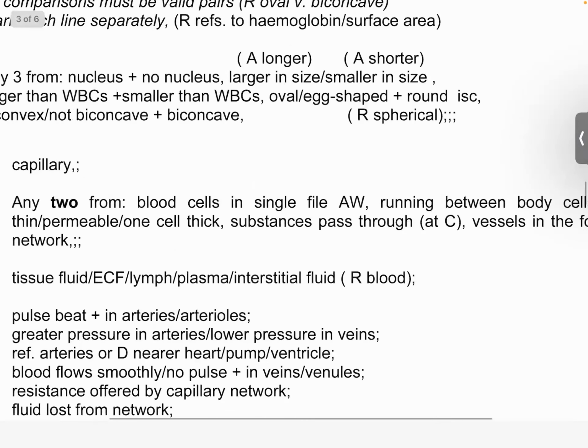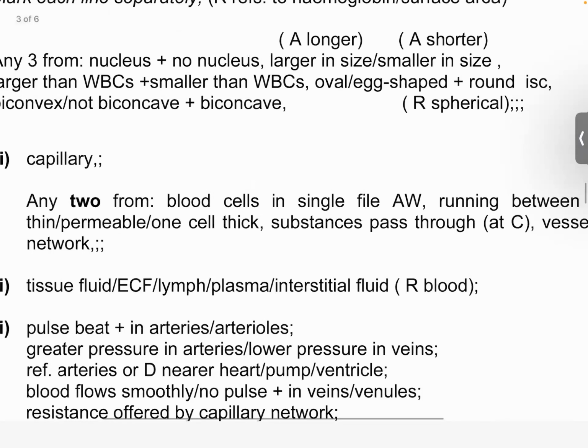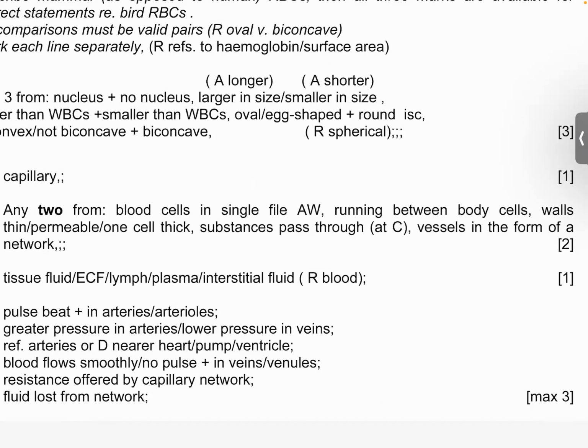Blood moving in a single file, red blood cells moving in a single file. I can see that it's a capillary network. I can see it's running in between the body cells. ये सब लिखा हुआ है आपके सामने. I can see it's permeable. The reason I can see it's permeable is because I can see the plasma coming out. तभी तो permeable है.